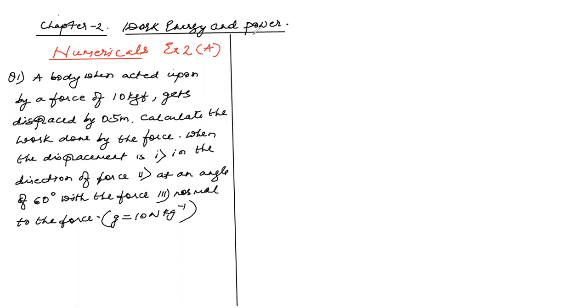The first step of doing a problem, whenever you do a problem, is to write down what is given in short. The force is 10 kgf. Now, I convert it into the SI unit. The SI unit of force is Newton. So this 1 kgf, when I multiply by the value of g, 10 Newton per kilogram, 10 into 10 will become 100 Newton.